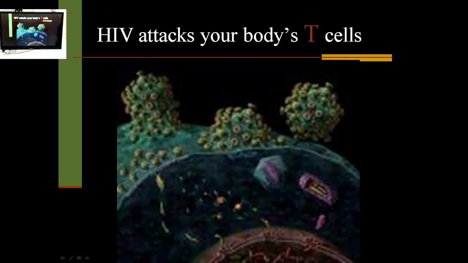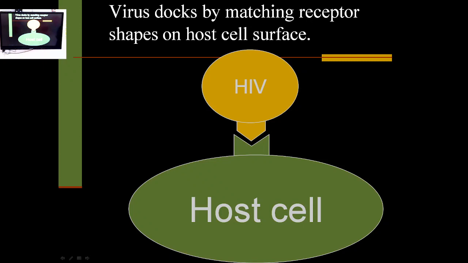Your body will be attacked by the HIV, and it will attack particularly T cells. Again, the T cells are one of the immune system's defense cells. The virus docks by matching receptor shapes on the host cell. This is the host cell, and the HIV has a receptor. This receptor will fit the host cell surface. So the HIV docks and matches the receptor of the host cell.